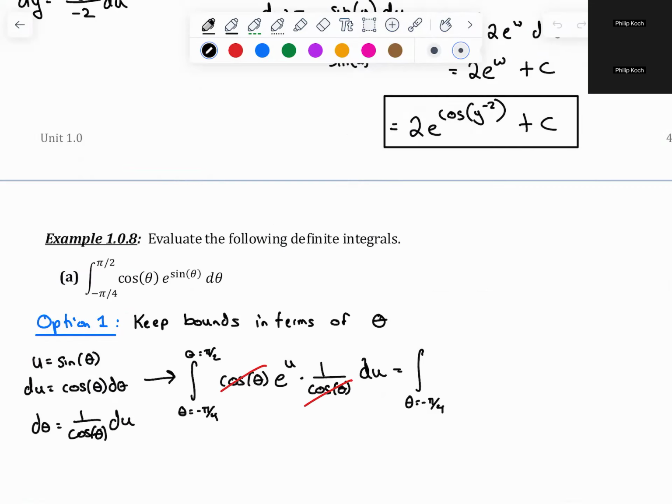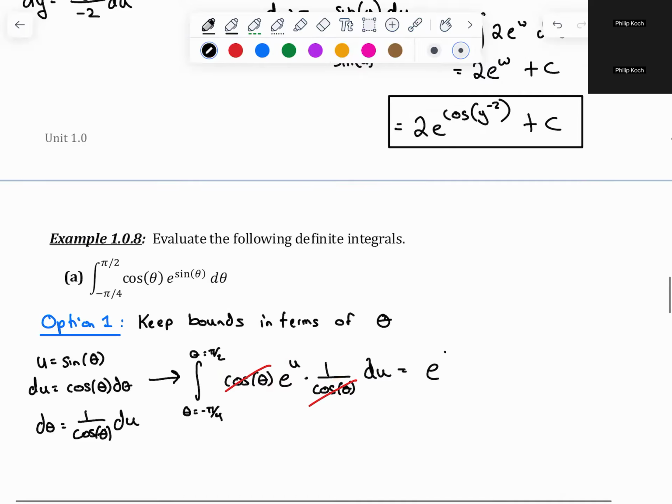In fact, you know what? We're big boys now. We can even skip that step and just immediately realize that because the cosines have canceled, now we just have an integral of e to the u, and the antiderivative of e to the u is itself. So this is equal to e to the u evaluated from theta equals negative pi over 4 to theta equals pi over 2. I'm still writing the thetas because the result is still in terms of u. These are not u bounds, these are theta bounds.